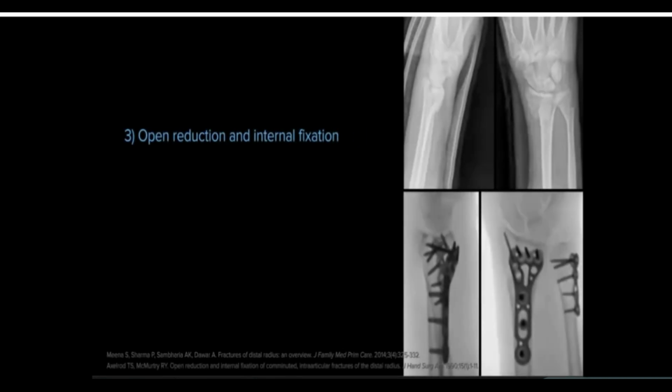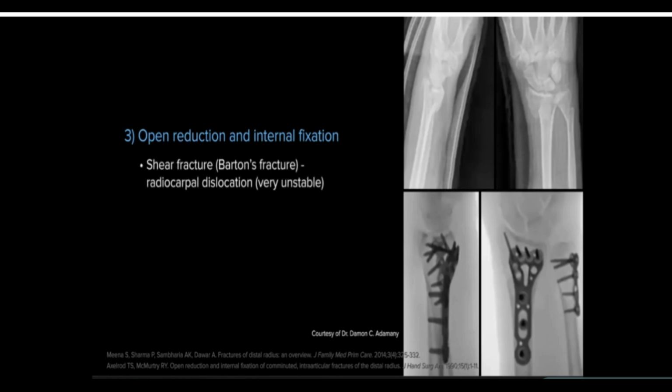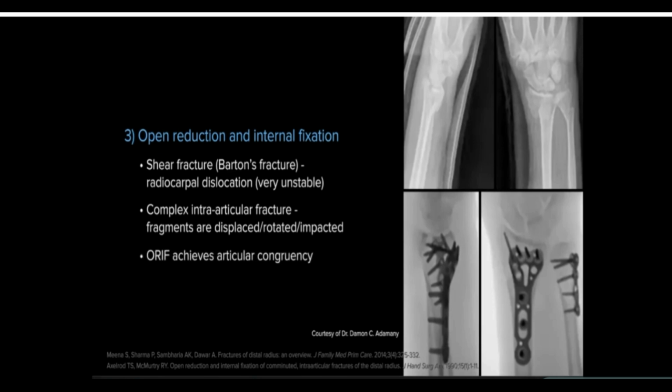Another method for treatment of distal radius fractures is the use of open reduction and internal fixation, or ORIF. There are two groups of fractures for which ORIF is advisable. The first group is the two-part shear fracture, or Barton's fracture. Although reduction is possible by closed means in some cases, shear fractures are very unstable and difficult to control in a cast. The second group includes complex intra-articular fractures in which the articular fragments are displaced, rotated, or impacted and cannot be reduced through limited operative exposure. ORIF achieves articular congruency in patients with comminuted intra-articular fractures.